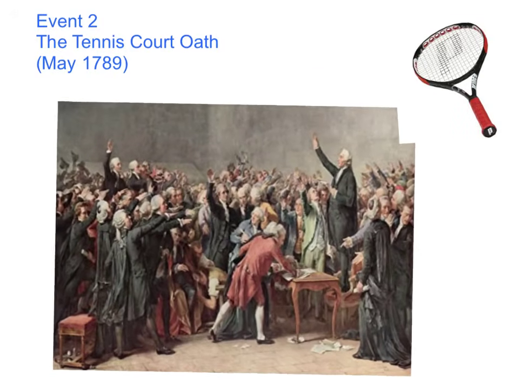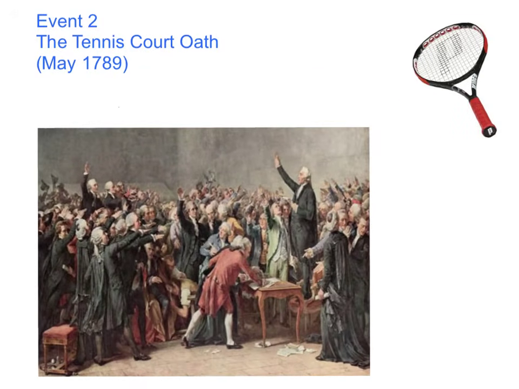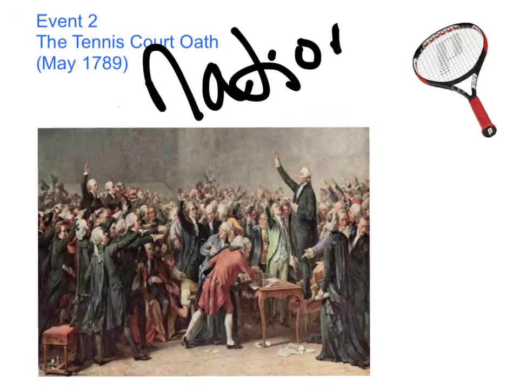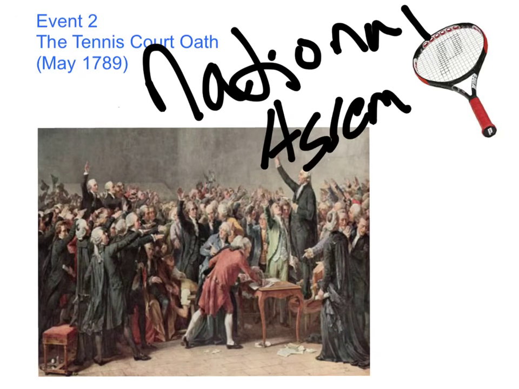They do two things. First of all, they form a new group, and they are no longer going to be really called the First Estate. They're going to be called the National Assembly. Okay? So they're going to form the National Assembly.